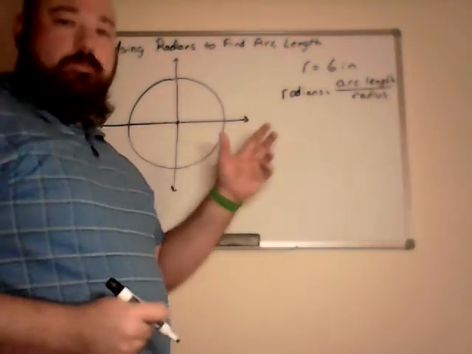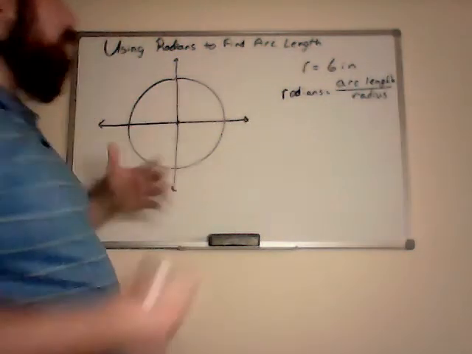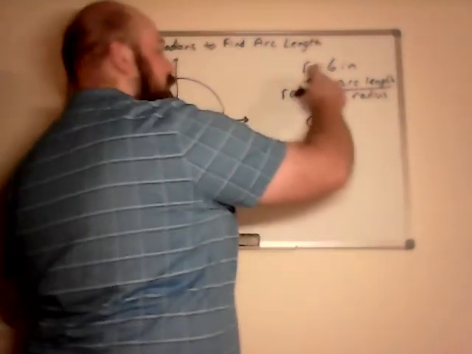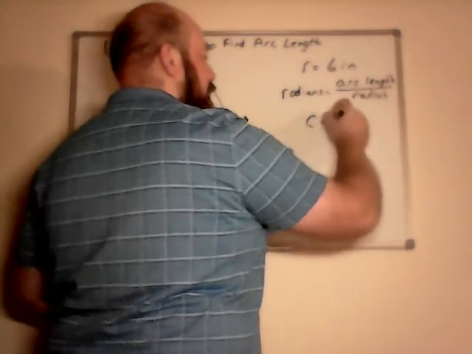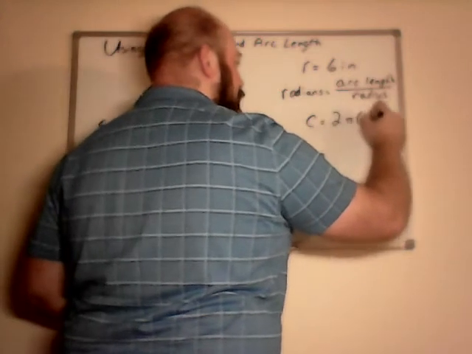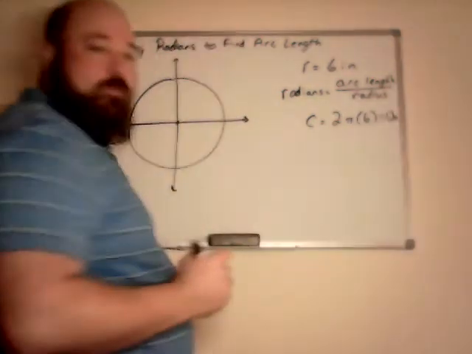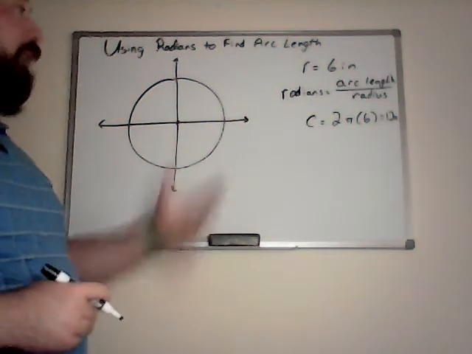So just for the sake of completeness, I want to know what the circumference of this circle is going to be. The circumference is 2 pi r, so 2 pi r is going to be 12 pi. So the circumference of the entire circle is 12 pi.